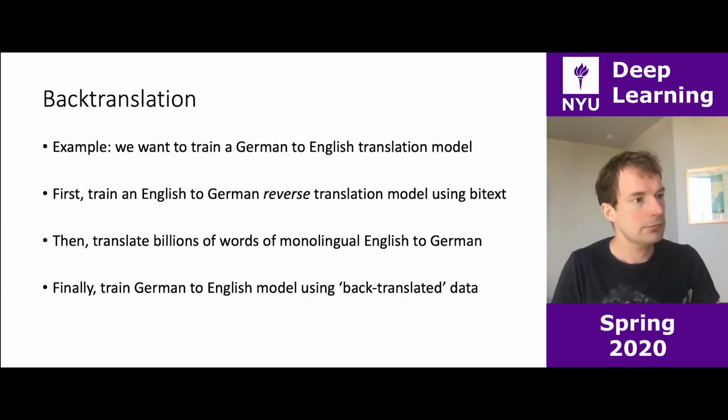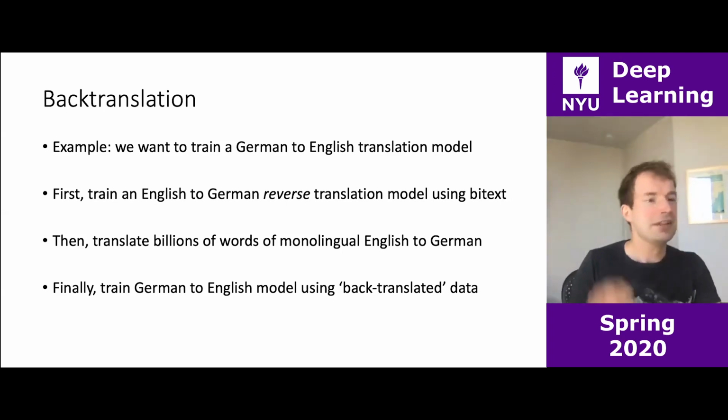Could you go back a slide? The third point, translate billions of words of English to German, is that through the reverse translation model? Exactly, yeah. Okay, cool. And you're saying back translation helps generate higher quality translations because of regularization, is that it?